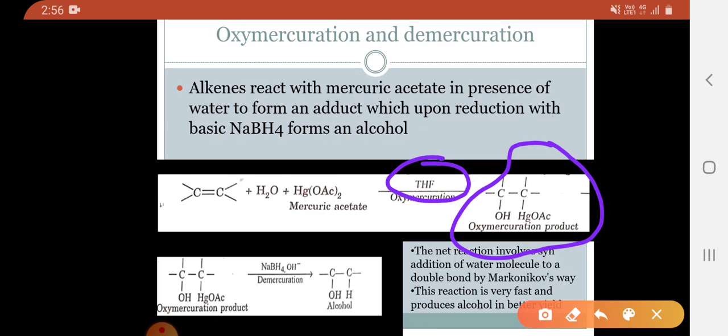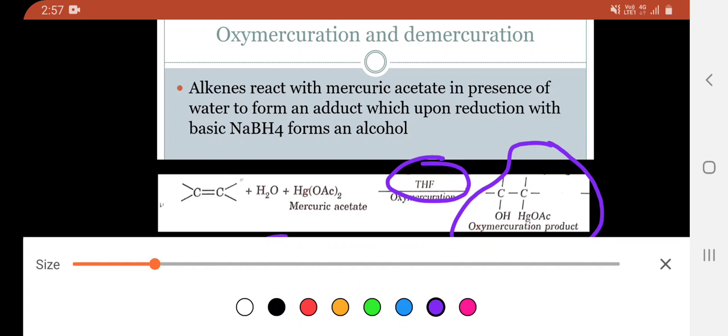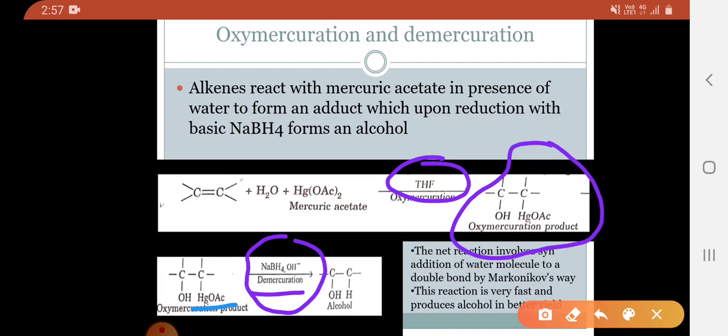Now the second step is simpler than the simplest. It is actually a reduction step, which I have written as demercuration. What do we mean by demercuration? The Hg, in the form of HgOAc, is getting replaced by H. That's why it is a reduction. The reducing agent NaBH4 is used here, and it works in basic conditions.